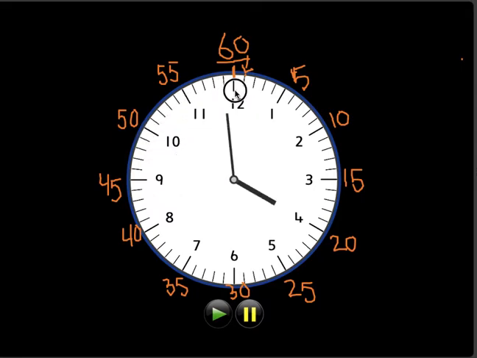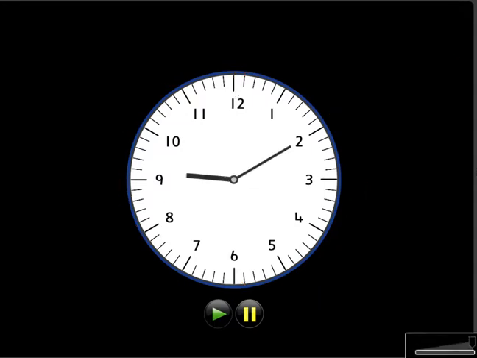Crazy. Okay, so now that we've learned all that, the benchmark numbers, counting by 5s, we're going to try and tell some time. Let's move on and take a look at this clock right here. We are going to tell the time just as we would any other time before. The first thing you do is look at where the hour hand is pointing, so we're going to look really closely.